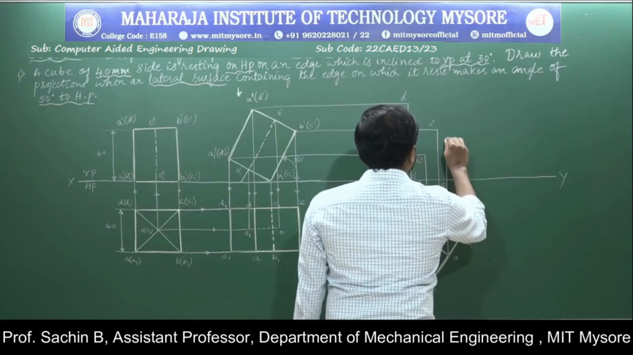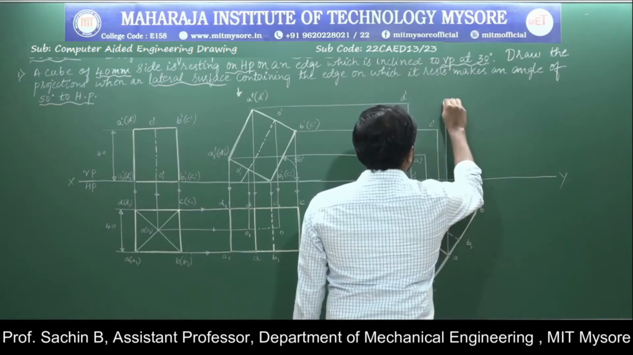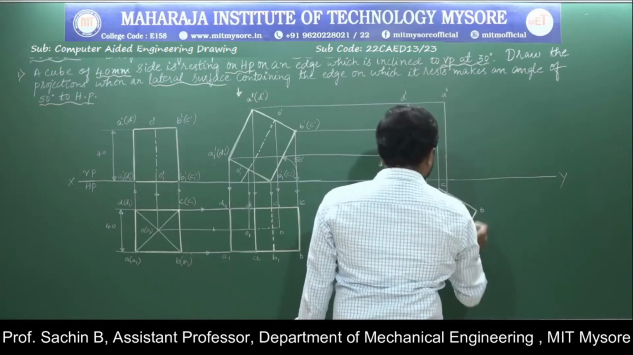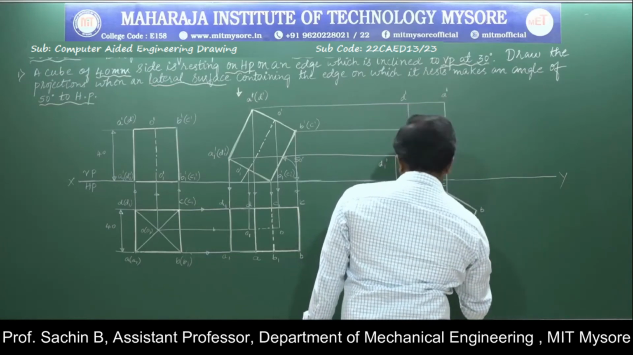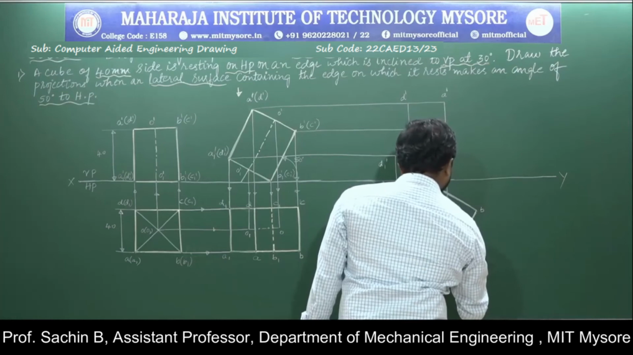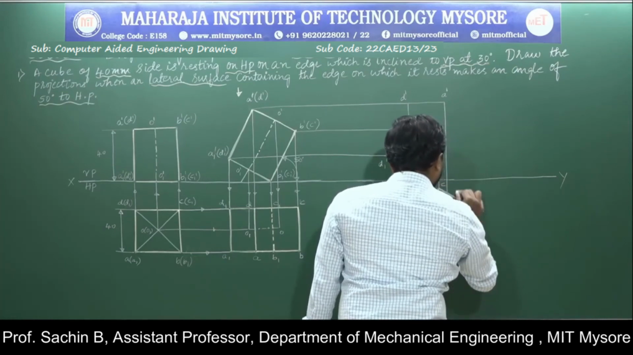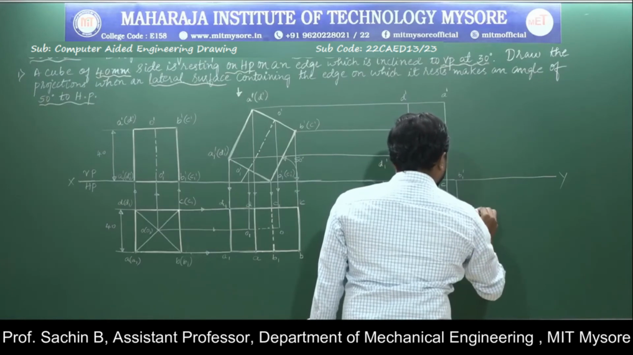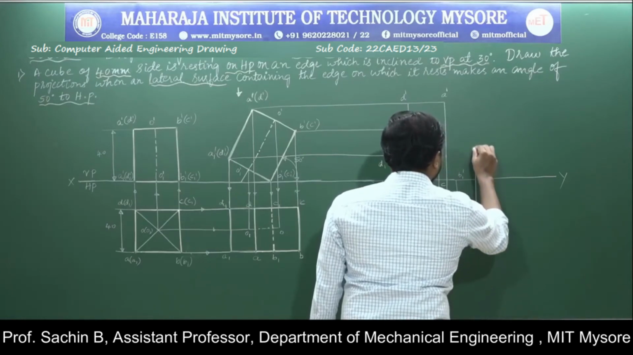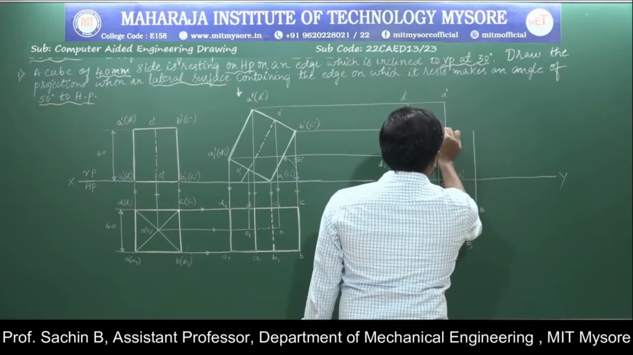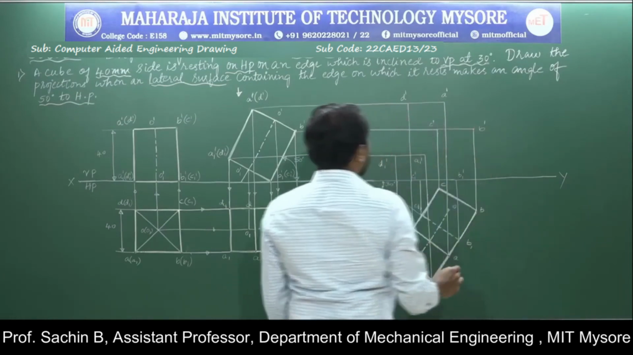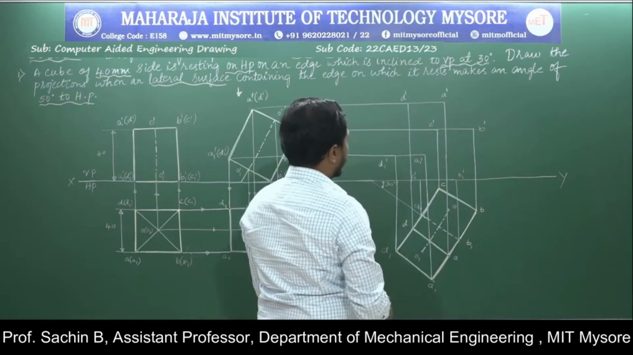Again from A point I am extending the line. A point is at the top. This is A dash. Again I will come to B1 dash point. It is a resting edge. I am extending this till here. This is B1 dash. Again I will come to B point. I will extend this B point. This is my B dash point. Now I will go for joining it.